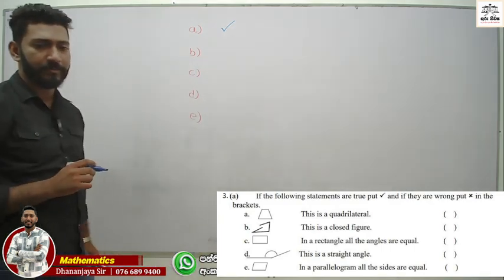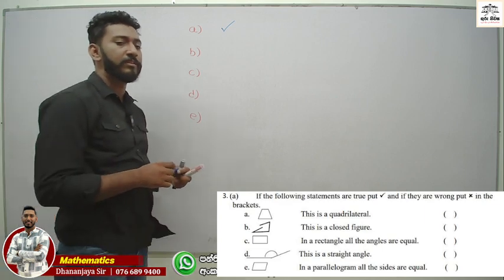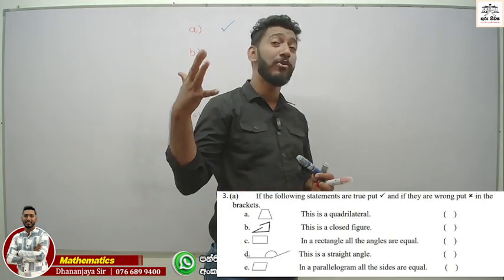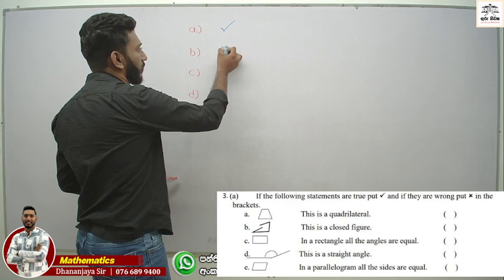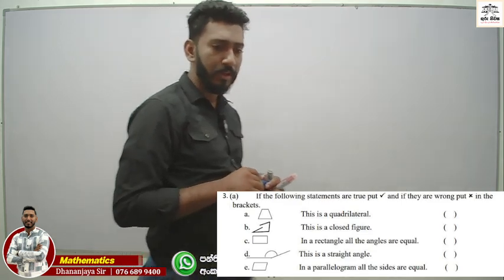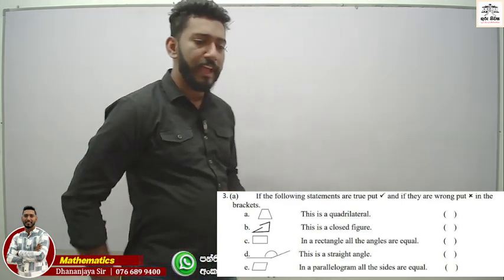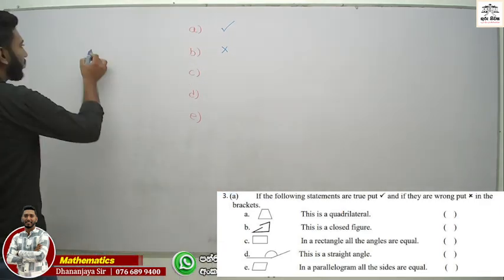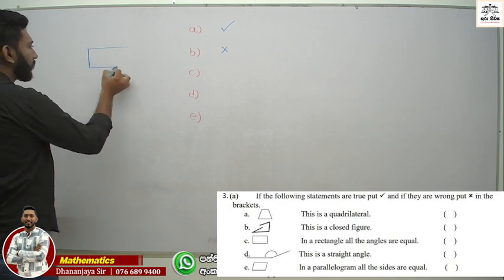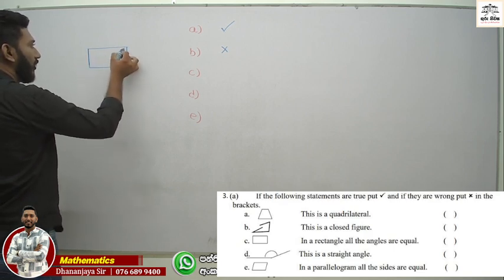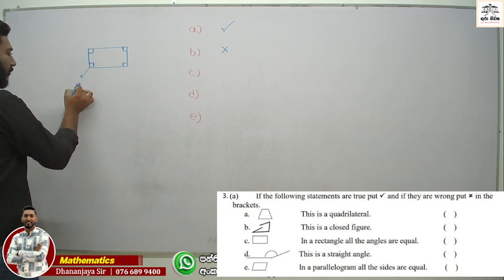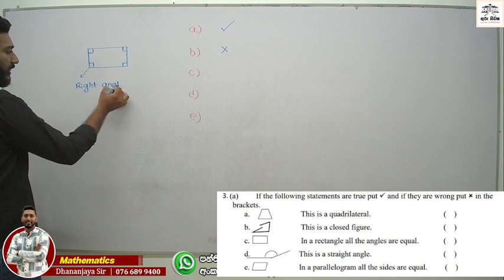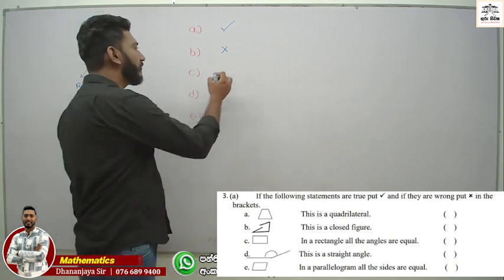Good. It's correct. This is a closed figure. This one is open. It's not a closed figure. Therefore, it's wrong. C. In a rectangle, all the angles are equals. Yes, because this is a rectangle and we know all angles are equals. All angles we call as right angles. අපි එකම right angle කියලා නේද? Therefore, C is correct.